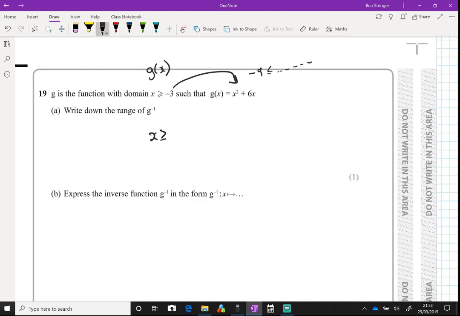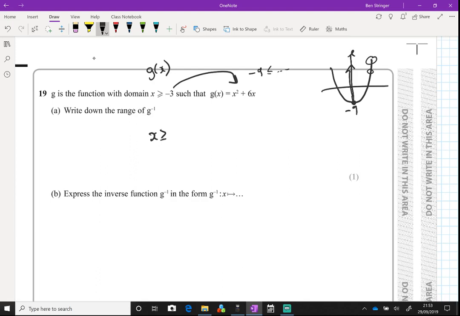In terms of the graph, it will look like that, where -9's at the bottom, and it will keep going up and up and up and keep growing and growing and growing. As you can see, that grows. But the range of the inverse function is the domain of the original function. So you just need to say the range of values are these. Express the inverse function.